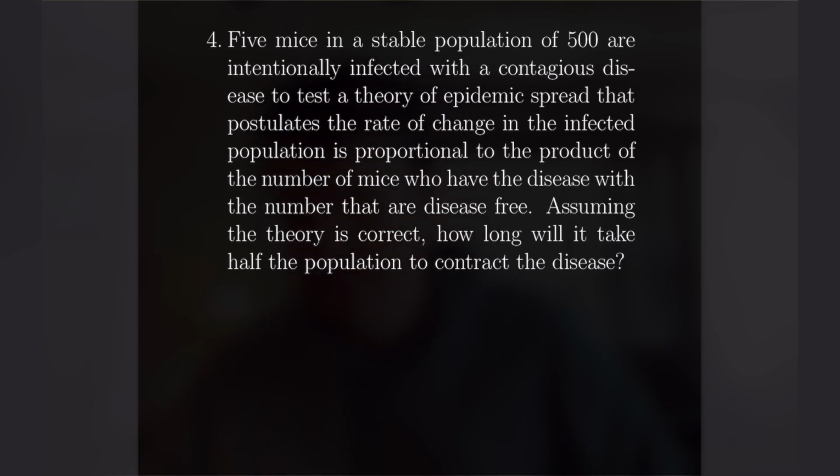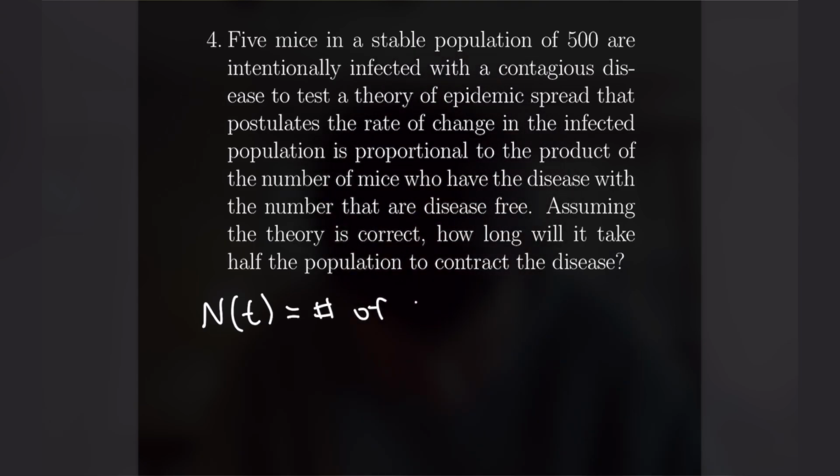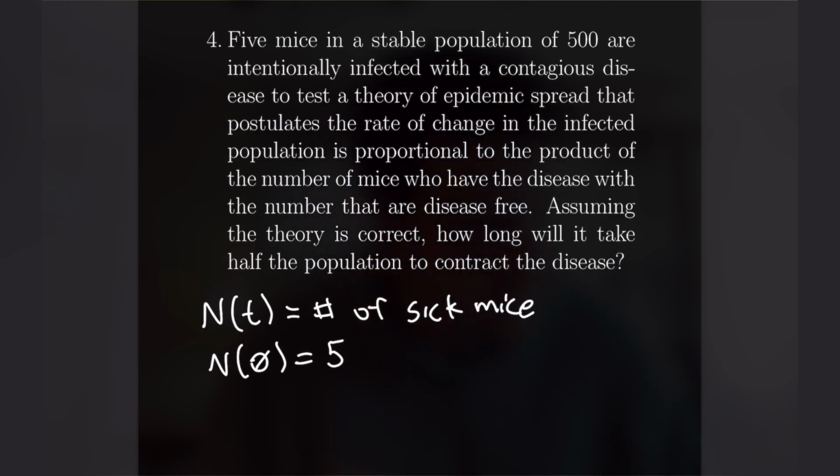So first of all, I want to say please do not poison a population of mice just to test your mathematical model. But assuming that this model is correct, let's go ahead and let n of t equal the number of diseased mice, so number of sick mice. And we know that at n of 0, the number of sick mice is 5. And we know that there are 500 mice in total. So that means we can write the number of healthy mice as 500 minus n of t. So that's the healthy mice.